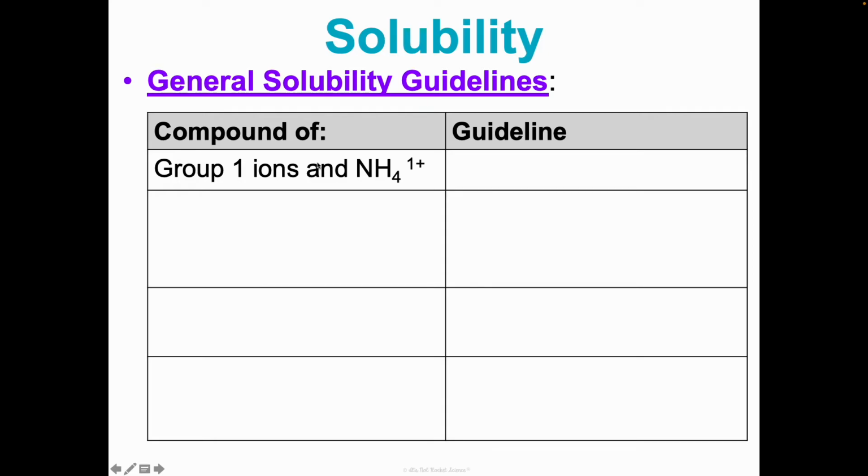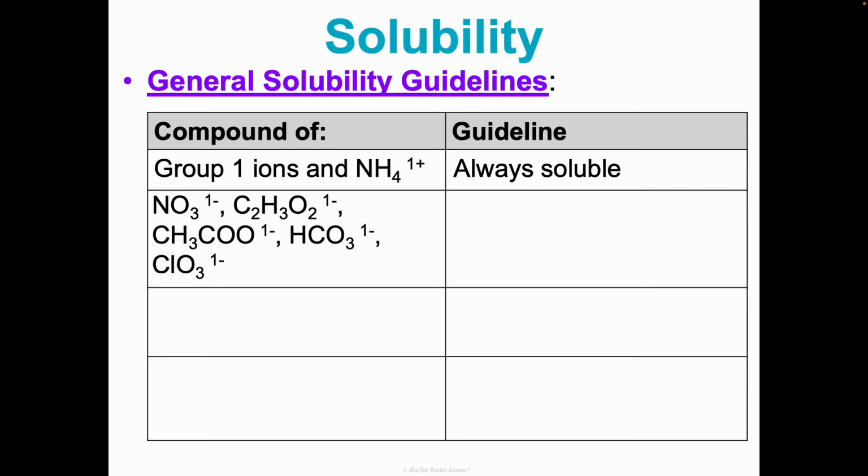For example, if a compound has any of the group 1 ions, like sodium, lithium, potassium, or if they have an ammonium ion, it's always soluble, period. That's a hard and fast rule. Now, if the compound has any of these anions, nitrate, acetate, chlorate, then it's also always soluble.